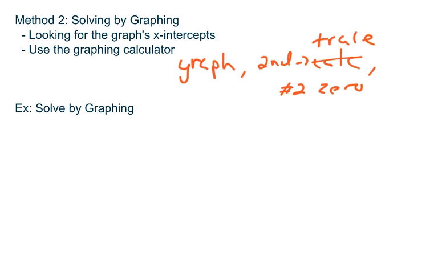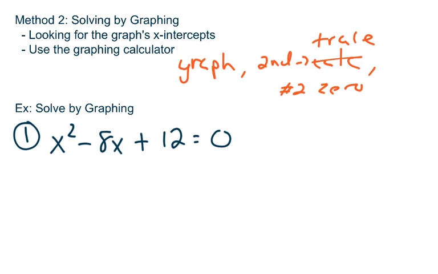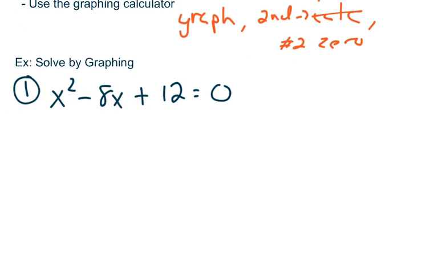Okay, so number 1, solve by graphing. We're going to have x squared minus 8x plus 12 equals 0. Now, in order for this to work with graphing, it's got to be equal to 0. If it's not equal to 0, all you need to do is use your algebra skills to move everything to one side. I would recommend keeping x squared positive, trying to get in that habit. It'll make more sense as we go down the road here. But try to keep this x squared term positive, and then it's going to work really nicely.